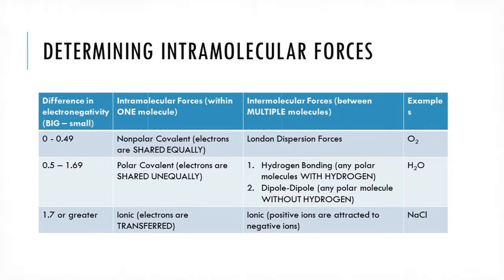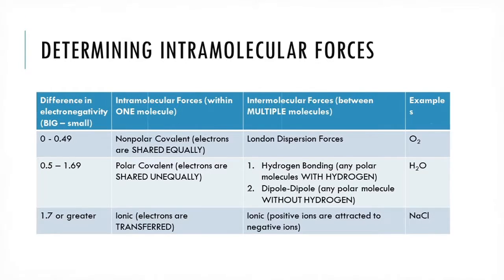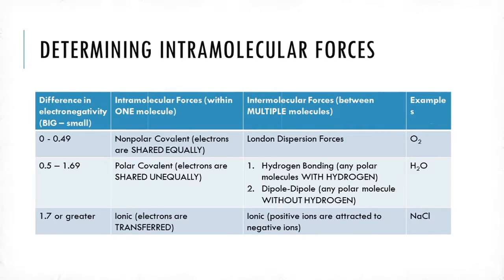So, just as we could figure out intramolecular forces from within one molecule, we are also able to figure out intermolecular forces between multiple molecules. So if the difference of electronegativity is 0 to 0.9, you have a nonpolar covalent intramolecular force, and it's also a London dispersion force.